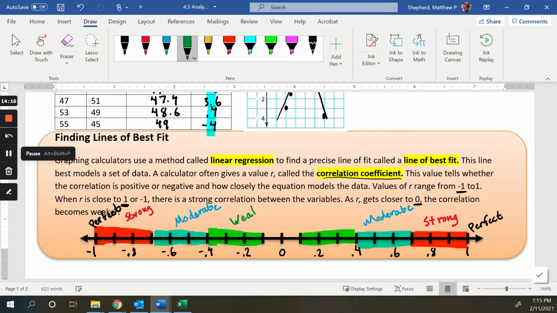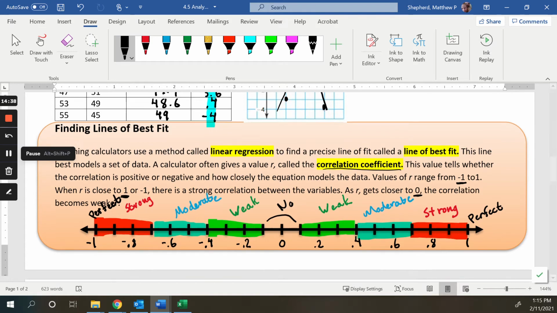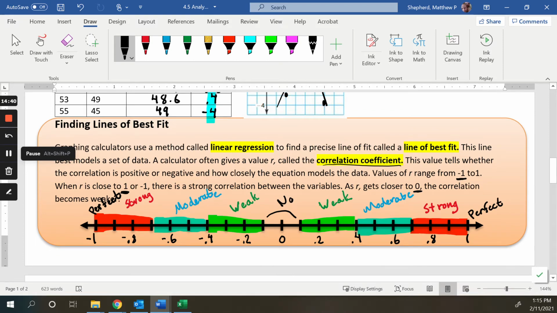So within this range, it's kind of weak. And anything in this section, we're just going to say there's no correlation there. Okay? So that is how we're going to identify strong, moderate, weak, positive or negative correlation, is by finding this correlation coefficient. Most programs will use the variable R in order to identify what the correlation coefficient is.